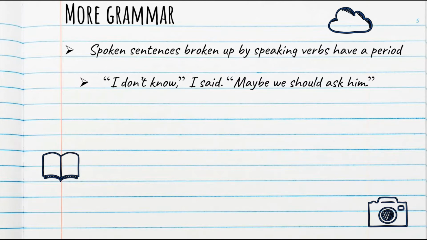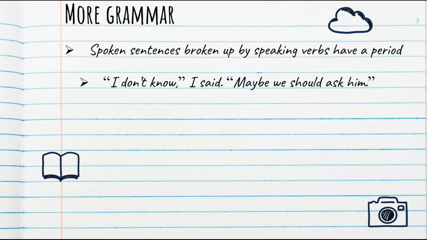So there's a comma after "I don't know." "I don't know" is a complete sentence, and it is separate from "maybe we should ask him," right? But it is separated from the speaking verb, "said" in this case, by a comma. And then the period to show the end of the sentence comes after "said." So it's "I don't know," comma, "I said," period, and then capital M, "Maybe we should ask him." Okay, so two separate sentences, broken up by a speaking verb, "I said," has a period after the speaking verb.